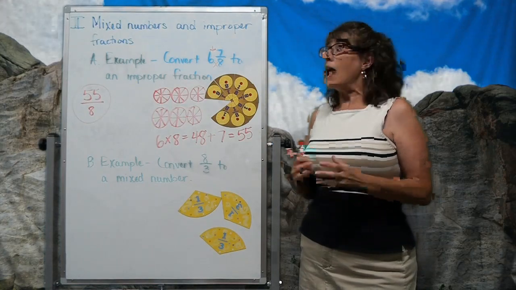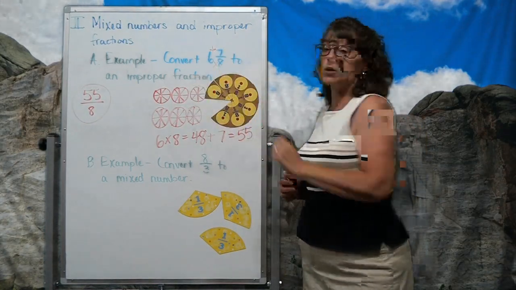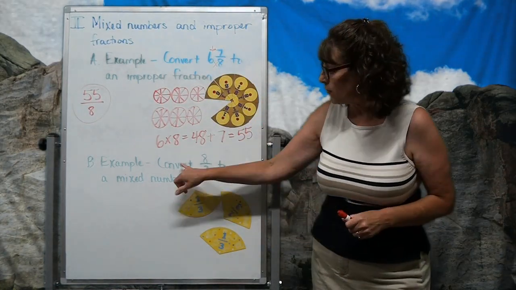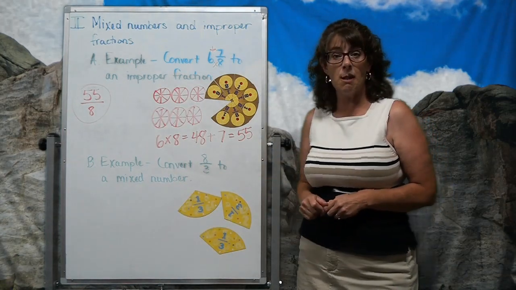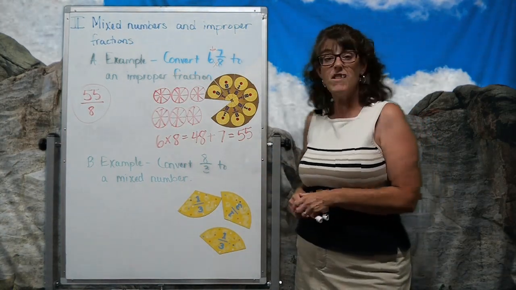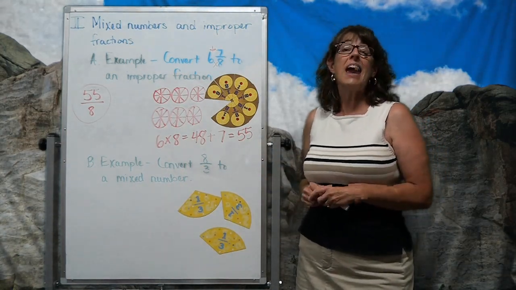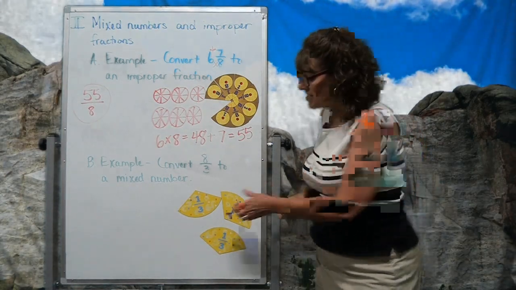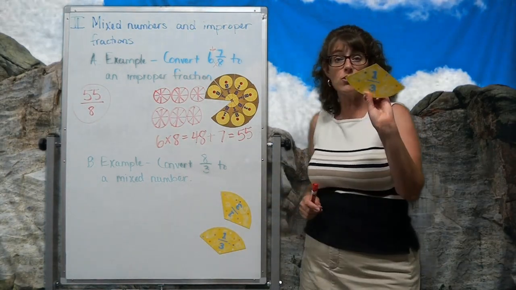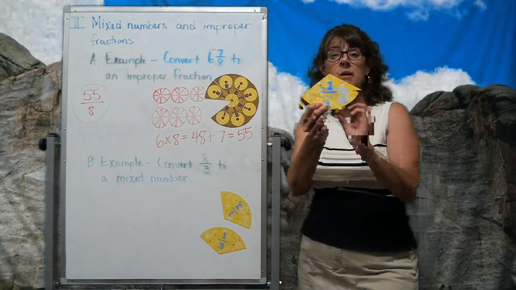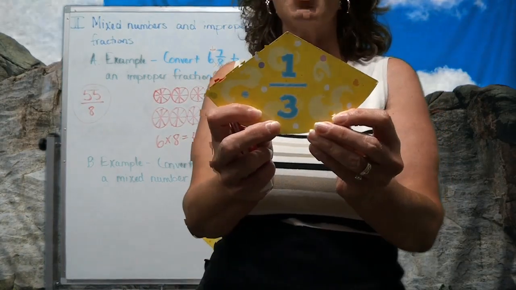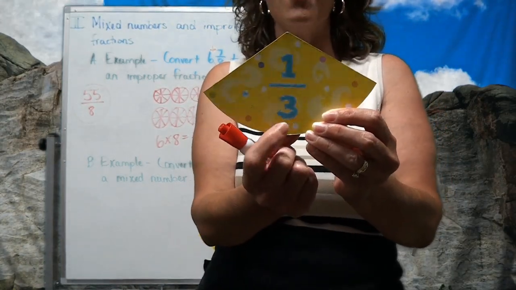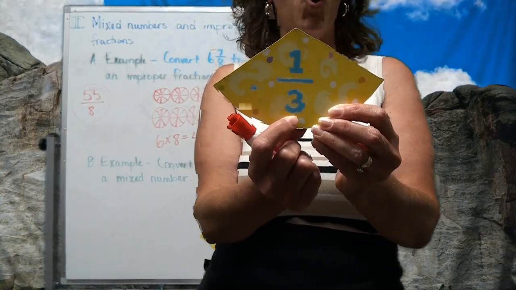Now that we understand how to convert from a mixed number into an improper fraction, let's work backwards and convert an improper fraction into a mixed number. Let's take a look at these 8/3. So 8/3 tells me, well, I've got these sections of thirds. Now remember, this section of thirds says it's going to take 3 of these types of sections to make a whole.